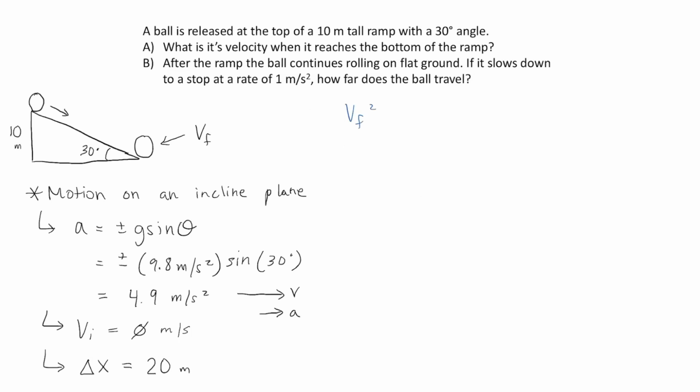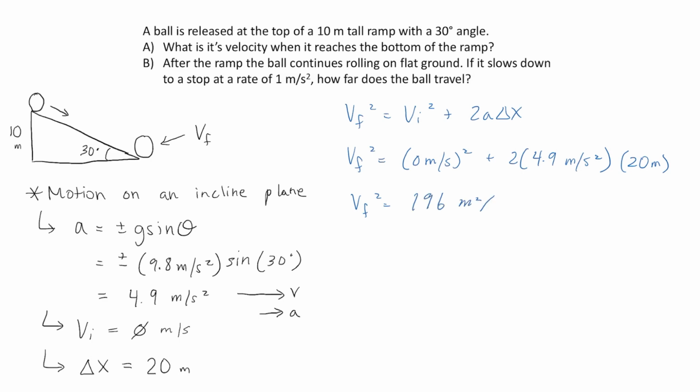Now we have everything we need to answer this question. We will use the Vf squared is equal to Vi squared plus 2a delta x kinematic equation. All we need to do is plug in our values and solve for Vf, the ball's final velocity. And we find that Vf is equal to 14 meters per second.